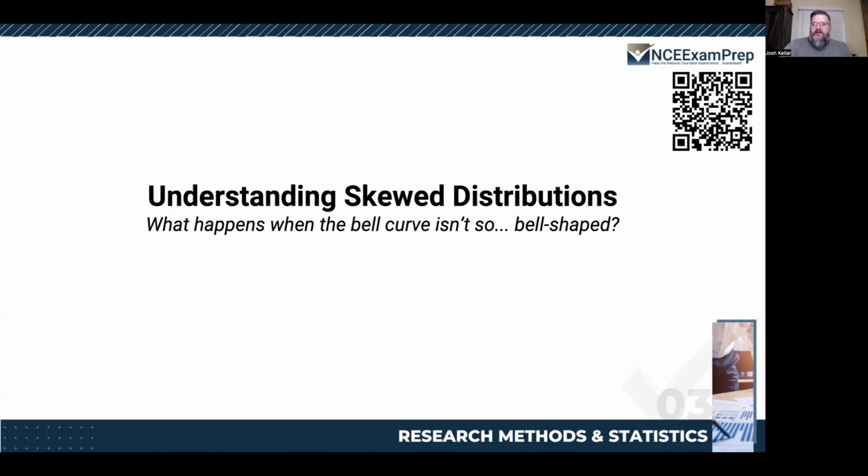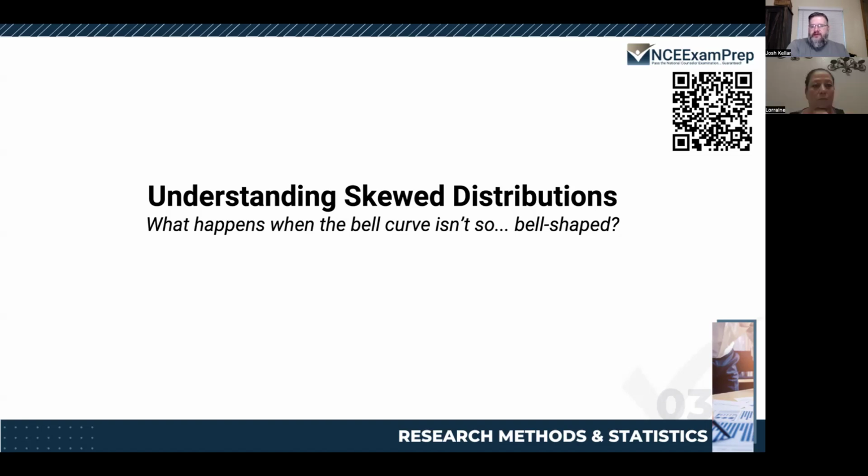Okay. So, skewed distributions, as if understanding the bell curve were not hard enough. It doesn't have to be difficult, but what do we do when the bell curve is not bell-shaped, right? If it's skewed, what does that mean and how do we understand it? So that's kind of what we're going to be focusing on today.